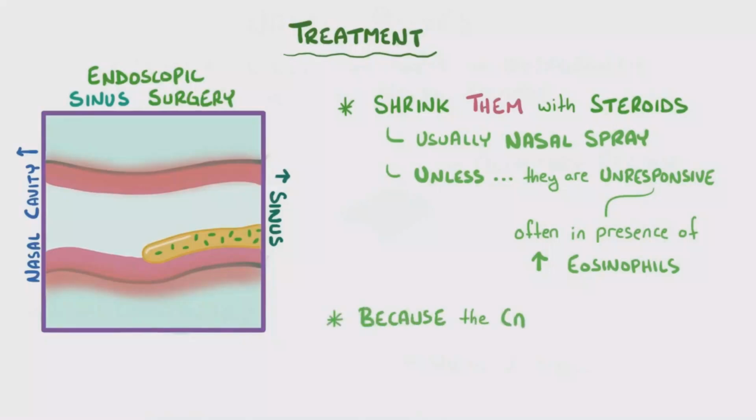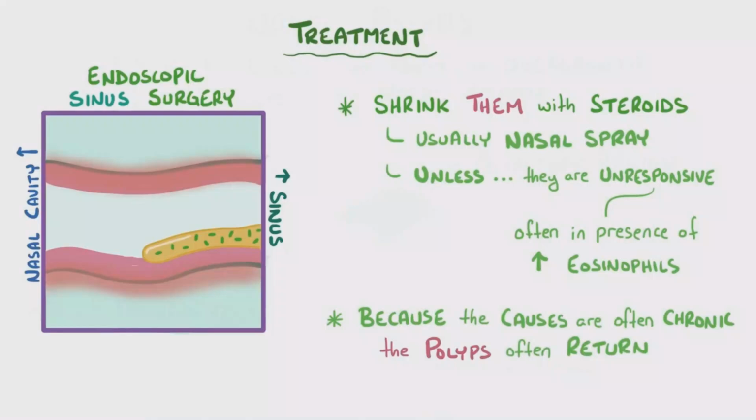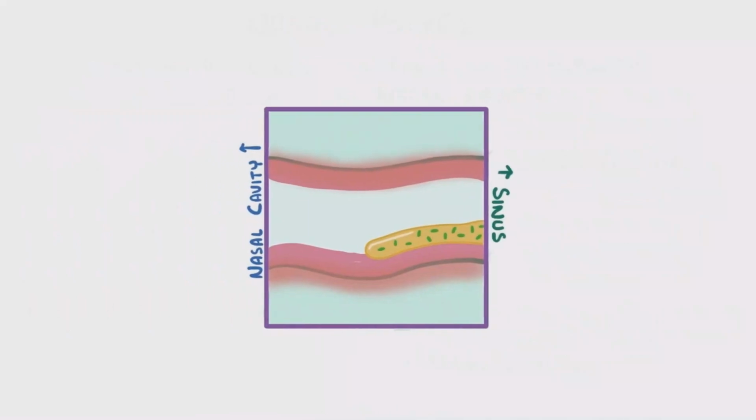Unfortunately, because the underlying causes for polyps are often chronic conditions like allergies and asthma, polyps often return, so repeat treatments are typically needed.